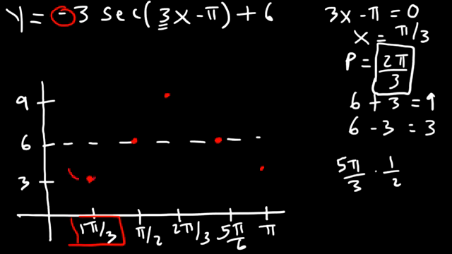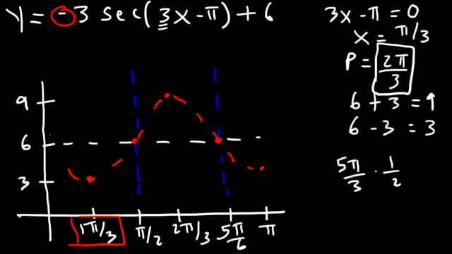So let's draw a graph with dashed lines. Next, let's draw the vertical asymptotes. Everywhere it touches the midline, that's where we're going to put the vertical asymptotes. And we're just going to draw only one cycle.